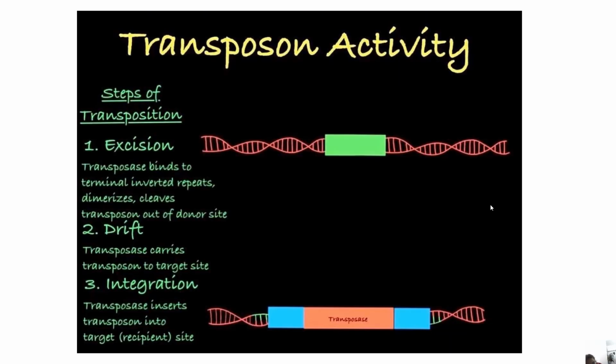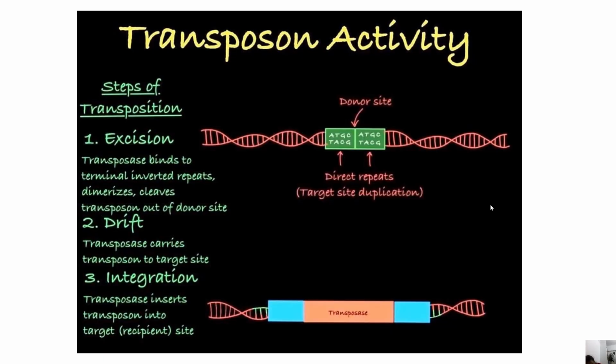So what is the transposon activity? Steps of transposition. Number 1 will be excision. The transposase binds to terminal inverted repeats, dimerizes, and cleaves the transposon out of the donor site. Number 2, drift: the transposase carries the transposon to the target site. And number 3 is integration. The transposase inserts the transposon into the target recipient site.